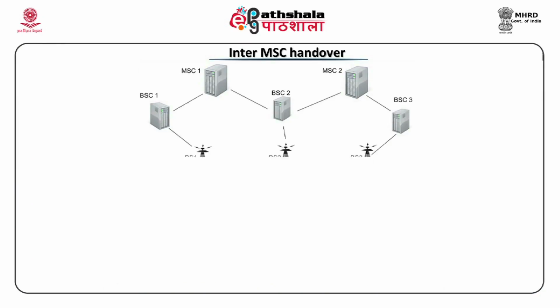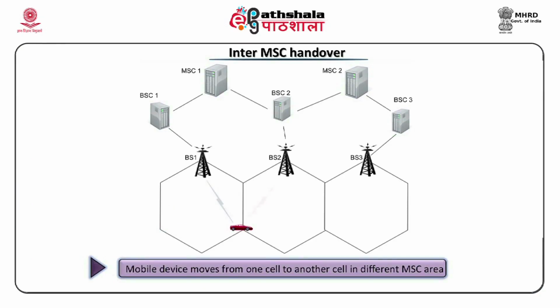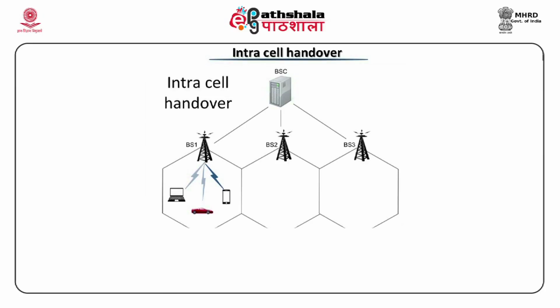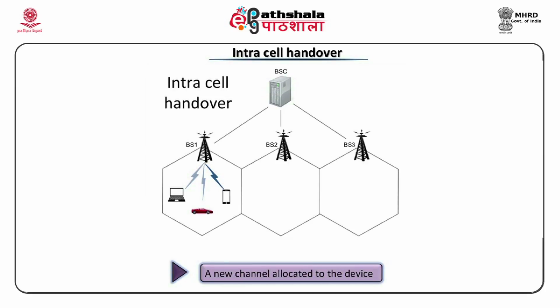That is, the 2 cells belong to different BSC areas, but in the same MSC area. When we say that the handover is inter-MSC, it means that the 2 cells between which the mobile station is moving belong to different MSC areas. And when we say that it is intra-cell handover, that means the device is within that particular cell only, but still it needs a handover. So, when would I require an intra-cell handover?